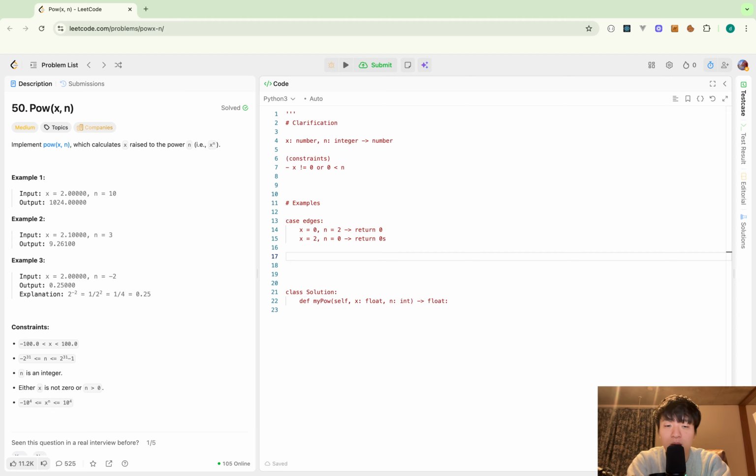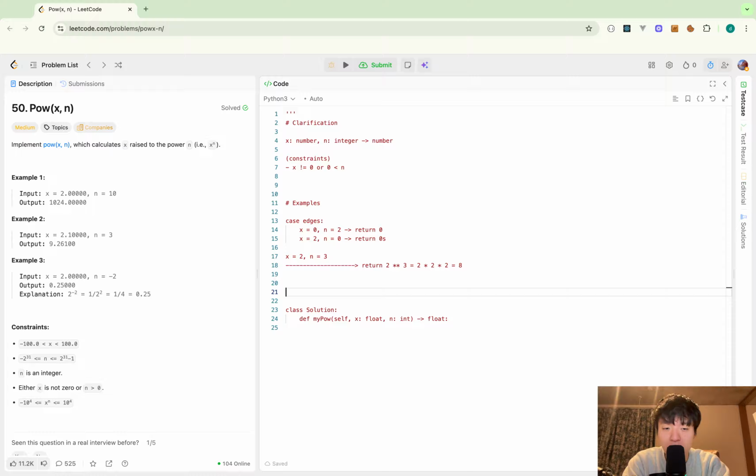Aside from these edge cases, let's say x is 2 and n is 3. In that case, I will return 2 to the power of 3, which is 2 times 2 times 2, which is 8. Okay. So definitely the brute force approach is I just use this operator. I should say this in Python. But probably it takes too much time. Let me check.